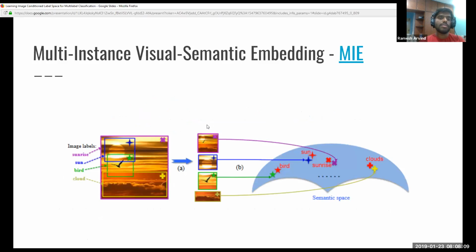Then we have the multi-instance visual semantic embedding architecture, MIE for short. What this architecture basically does has two steps. First, you take the image and you run a region proposal algorithm on it, and you extract certain regions from it. Each of these regions you pass through a pre-trained convolutional architecture as before, and the output of this architecture goes into the Word2X space.